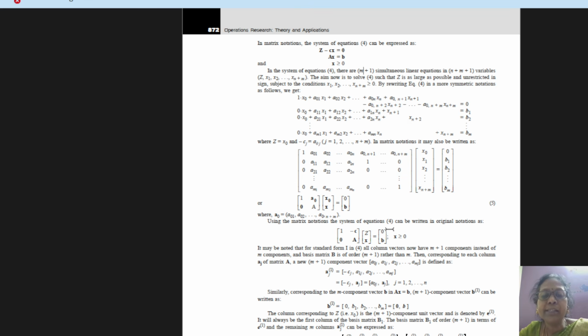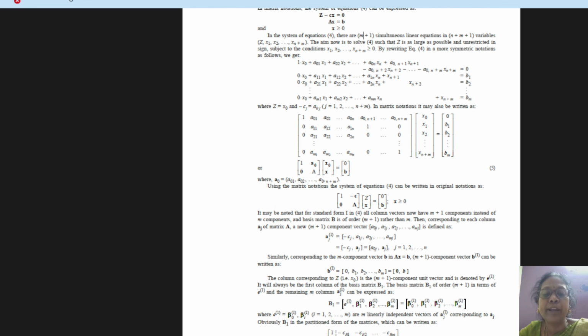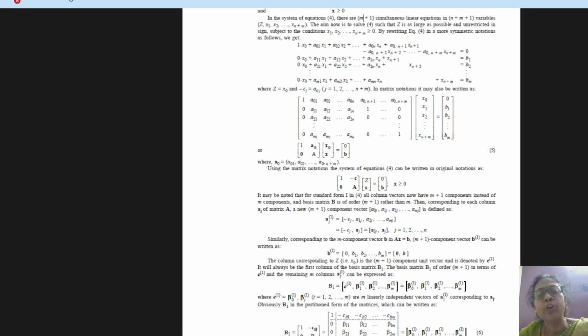And after representing this, we want to write down the basis matrix. So before making it into a basis matrix, we want to find the linearly independent column vectors.